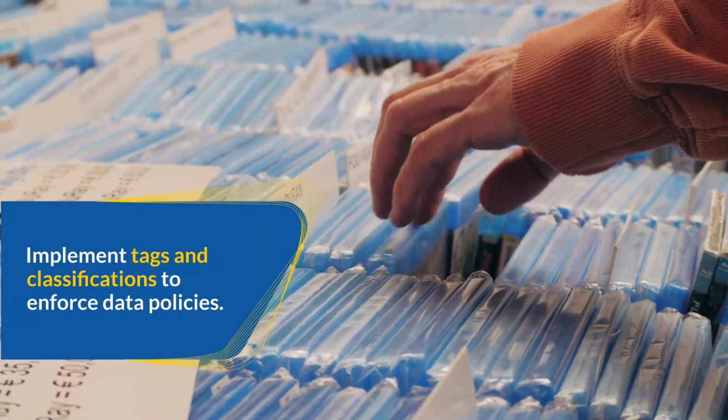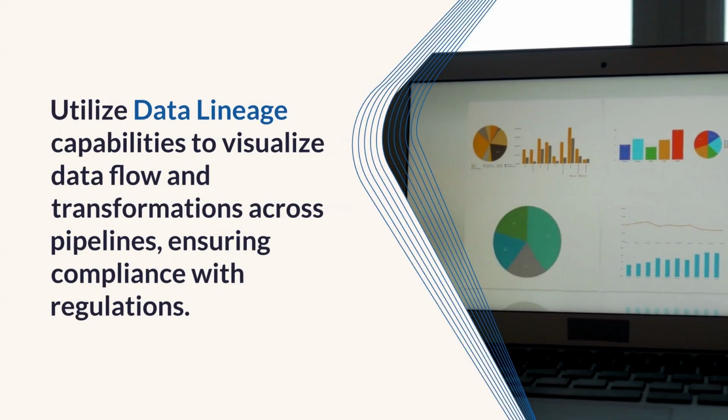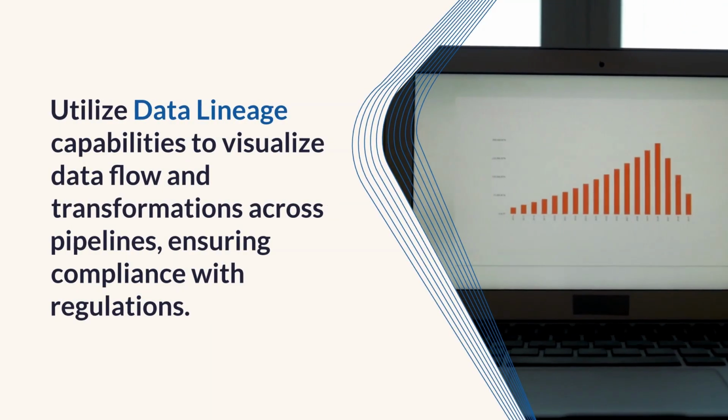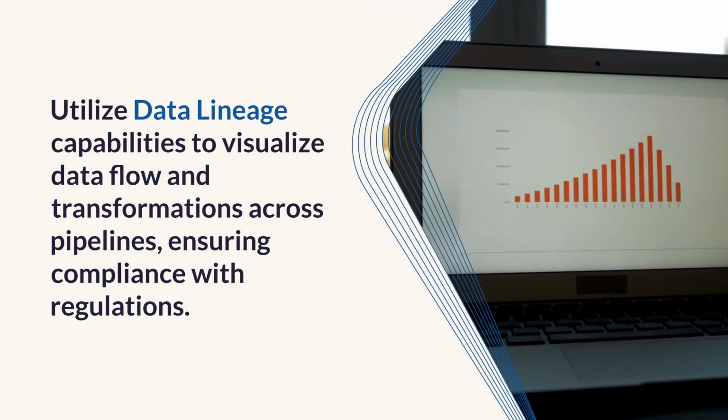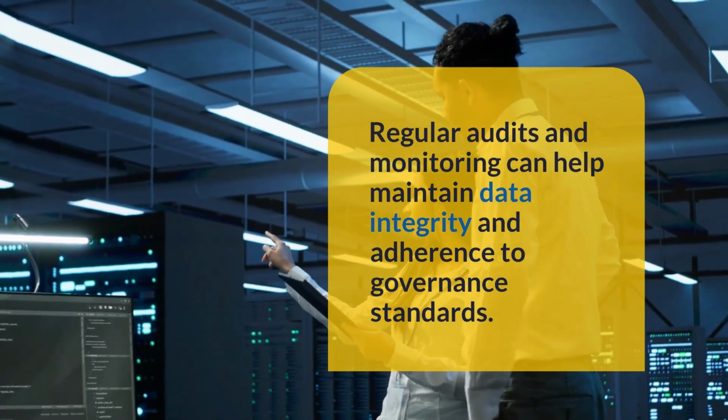Implement tags and classifications to enforce data policies. Utilize data lineage capabilities to visualize data flow and transformations across pipelines, ensuring compliance with regulations. Regular audits and monitoring can help maintain data integrity and adherence to governance standards.